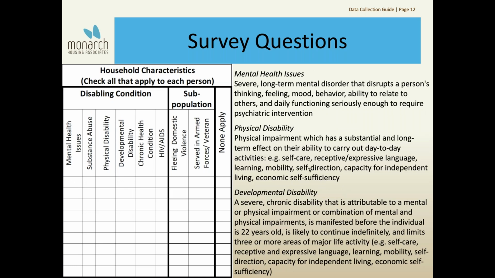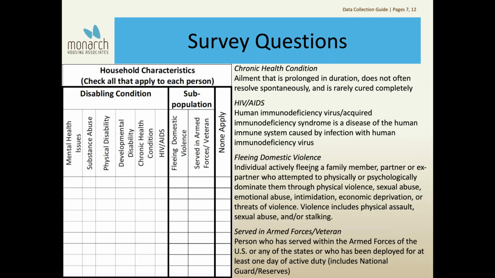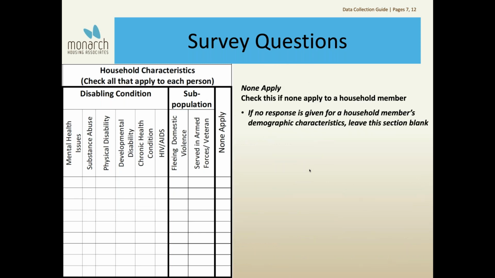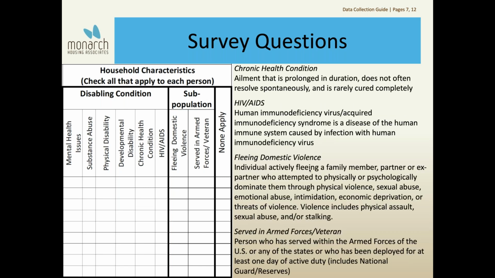And then the last 2 questions were disabling conditions and subpopulations. I'm not going to review all the definitions of mental health, physical health, or developmental disabilities. They are in your quick reference guide, which again is on Monarch's website or can be available to you via email. What I do want to point out is that you are asking this to the head of household and about household members. We ask that if they are unsure whether their household members have any other disabling conditions, you would just leave that blank.